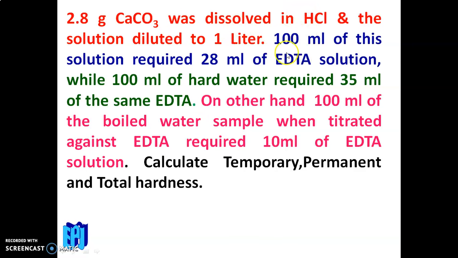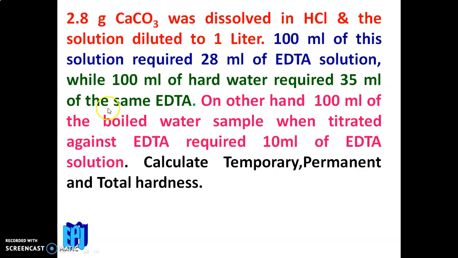It will be evaporated to dryness. Then the obtained residue can easily be dissolved up to 1 liter. So that much procedure is included in one sentence, that is 2.8 gram of calcium carbonate was dissolved in HCl, and the solution is diluted to 1 liter of solution. So we know that is the information for the preparation of the standard.